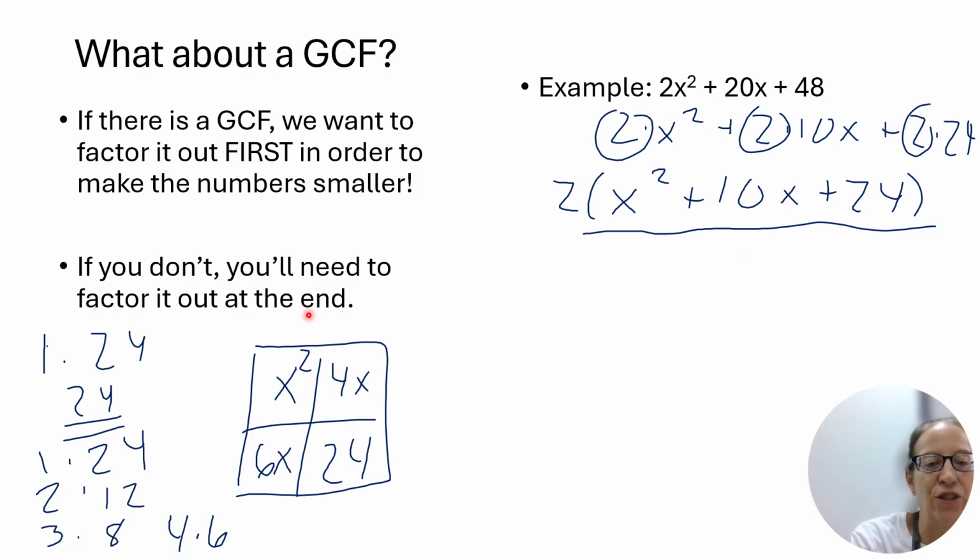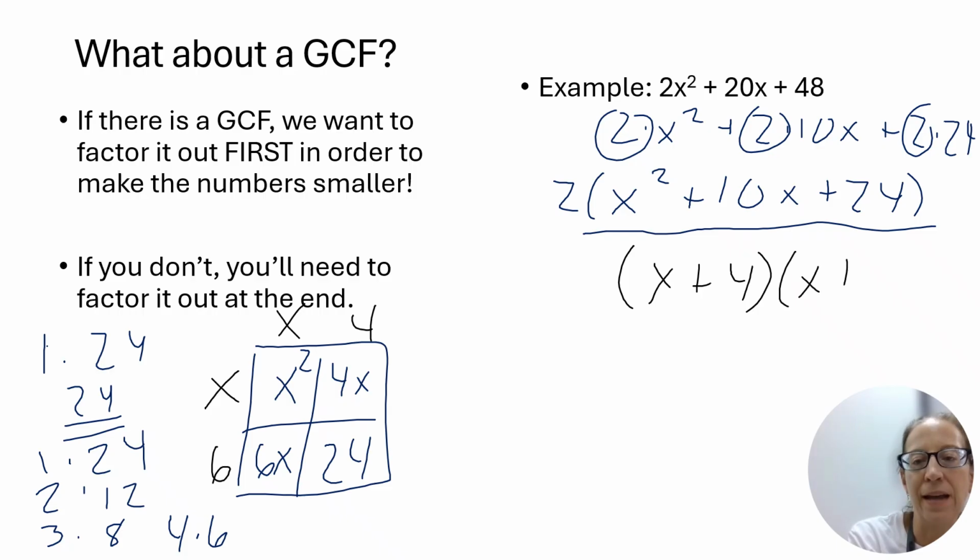And then we're going to do GCF. It doesn't matter where we do it, but I'm going to go x squared plus 4x. Well, I've got 2 x's and 1 x, so the greatest common factor is x. Then x times x would give me that x squared. X times 4 would give me 4x. And x times 6 would give me that 6x. And then you have the 6 times the 4 gives you the 24. So this factors into x plus 4 and x plus 6.